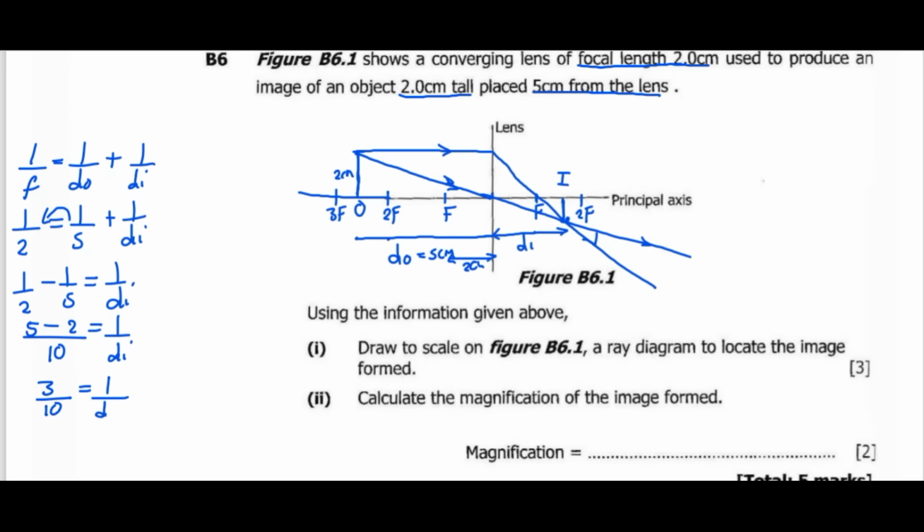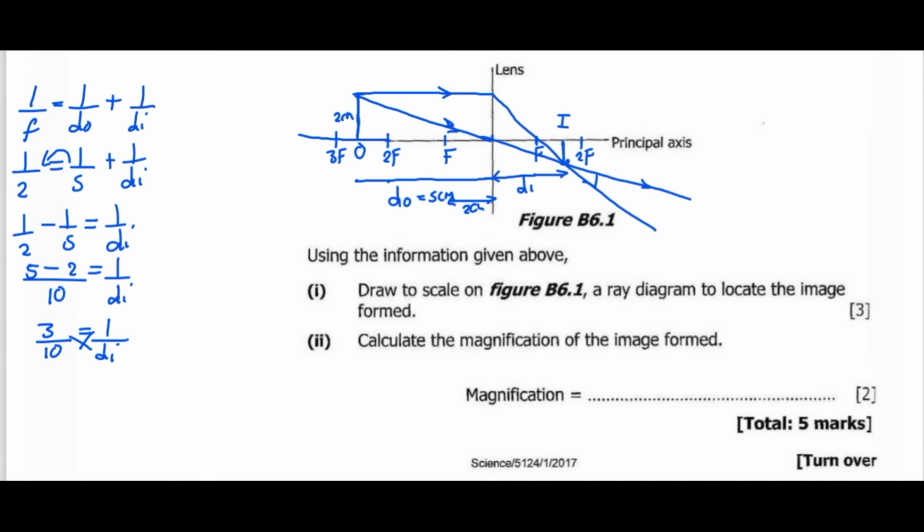1 over di. We cross multiply. 3 times di will give us 3 di. 10 times 1 is 10, over 3 over 3. So 10 divided by 3 will get 3.33. And this is making sense. We can see that the distance of an image for this diagram is less than the distance of an object. So this means that we have the distance of about 3.33.